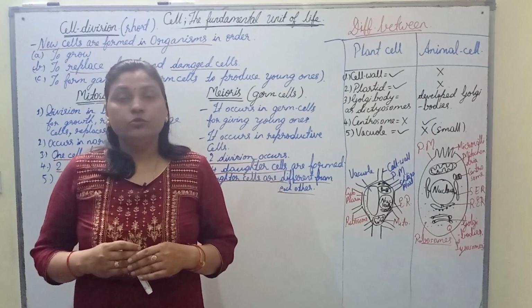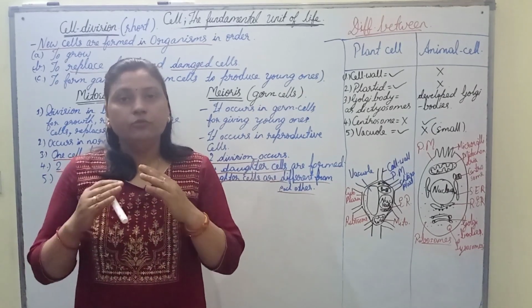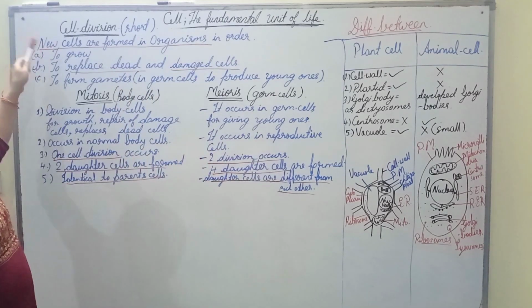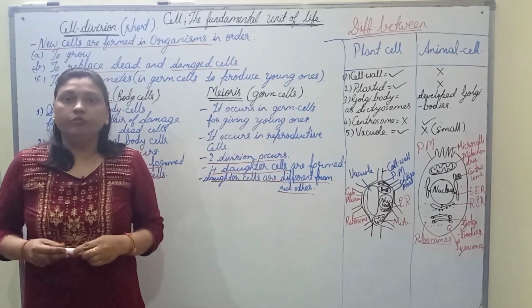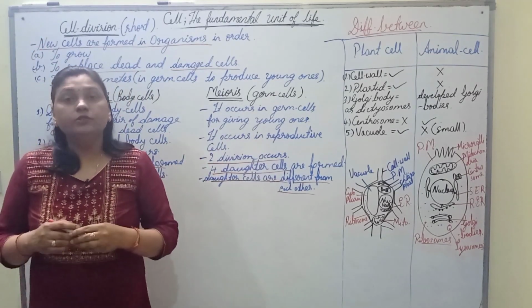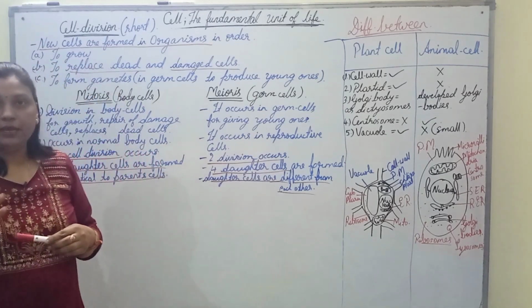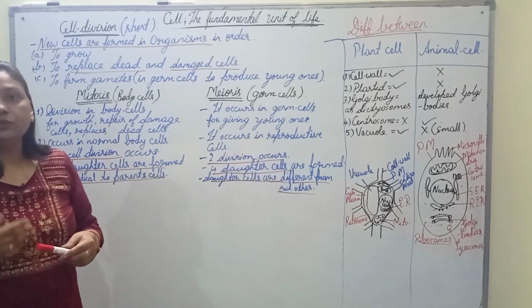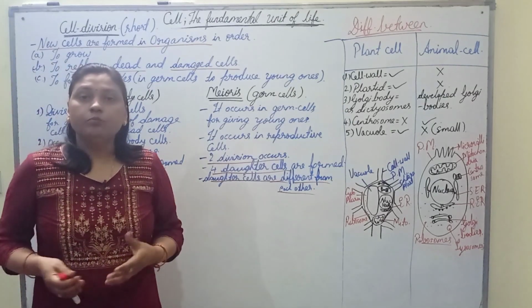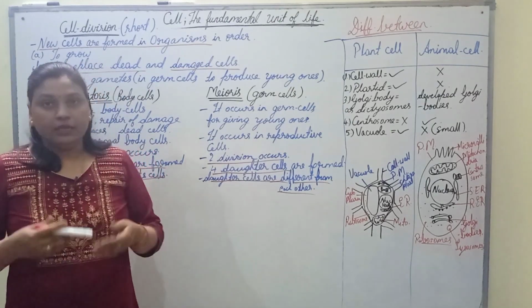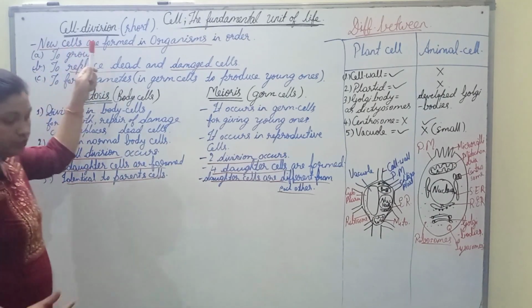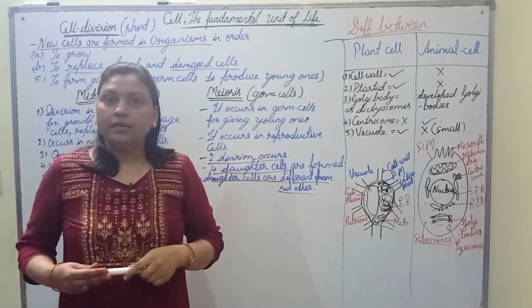Now it is time to discuss cell division very briefly as per ninth class. Cell division is the process by which new cells are formed in an organism. It is one of the characteristics of living organisms that new cells are produced. So let us see the importance of cell division.